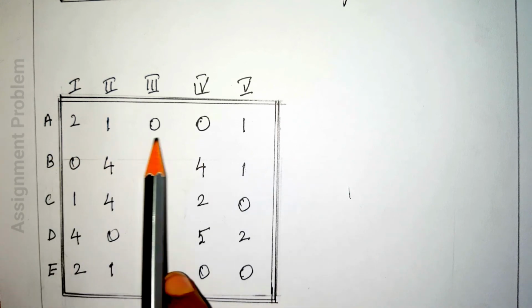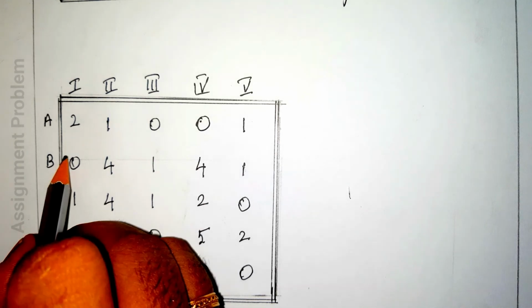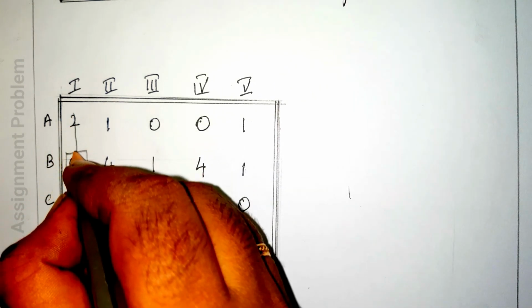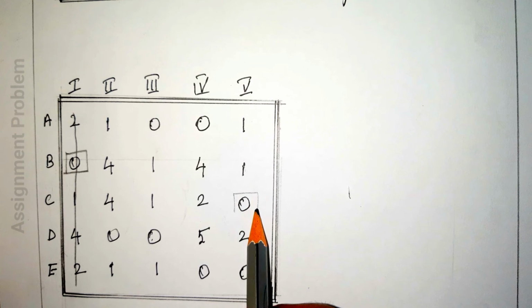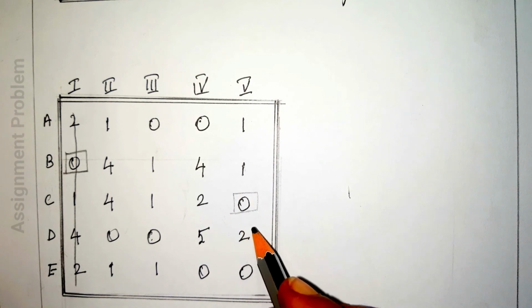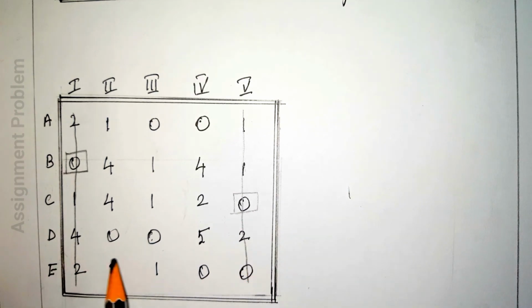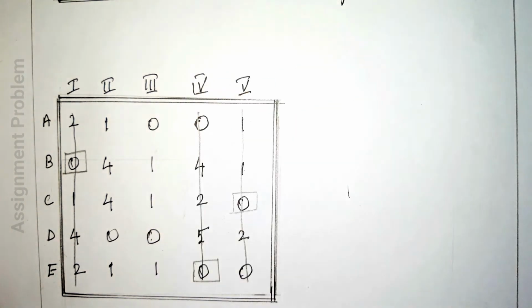In the first row you have 2 zeros, so you have to skip that row. In the second row you have a single 0, so put a square on it. And then you have to draw a vertical line passing through that 0. Third row you have a single 0, so you put a square on it. Once you put a square, you have to draw a vertical line passing through that 0. In the fourth row you have 2 zeros, so you have to skip that row. In the fifth row you have a single 0, so put a square on it and you have to draw a vertical line passing through that 0.